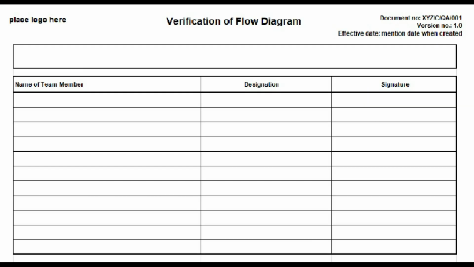The final step is the verification of the HACCP flow diagram. For the verification of the flow diagram, simply copy and paste the HACCP team members in another Excel sheet. Take signatures of all HACCP team, and this will be considered as a documented verification of your process flow diagram.